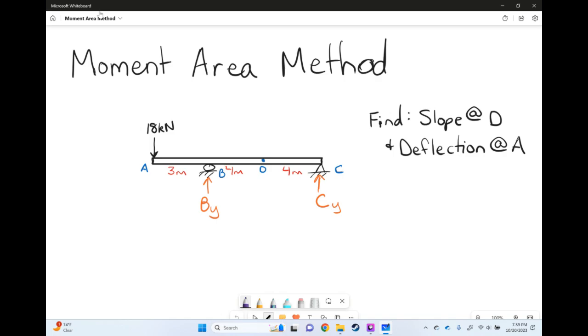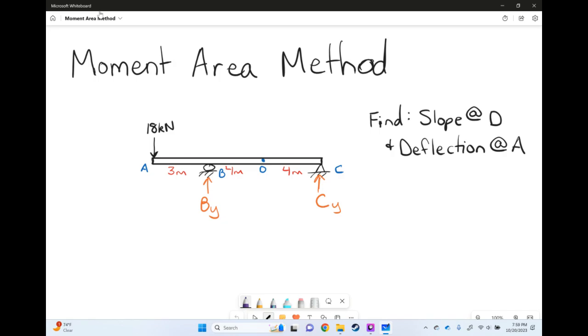This video is going to cover the moment area method. Now, it's definitely my least favorite method, but it does work and it does get everything to the same answer as any other method would. The difficulty honestly comes from getting your moment diagram correctly. If you get your moment diagram correct, everything's easy.